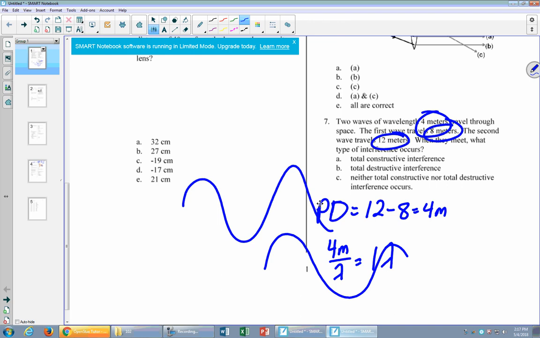How do you get 1 wavelength? Oh, because the path length difference is 4, and the wavelength is 4. So the path length difference is equivalent to 1 wavelength. Right, if this was 8, it would be 2 wavelengths. If this was 10, it would be 2.5 wavelengths. In which case, if it were 2.5 wavelengths, it would be destructive, right. And if it was neither a whole number nor a half, it would be some combination of destructive and constructive. Okay?